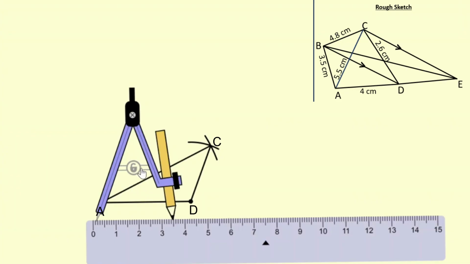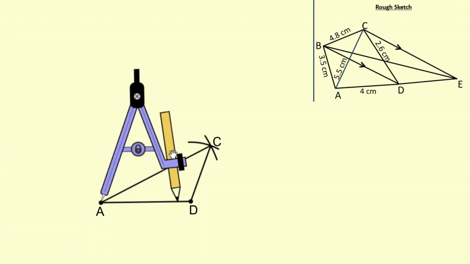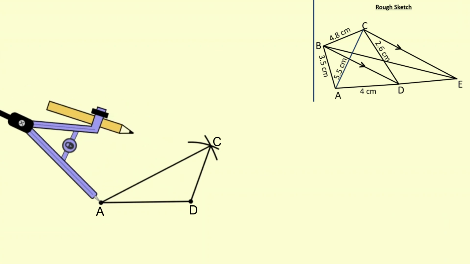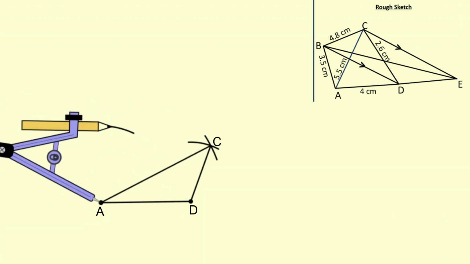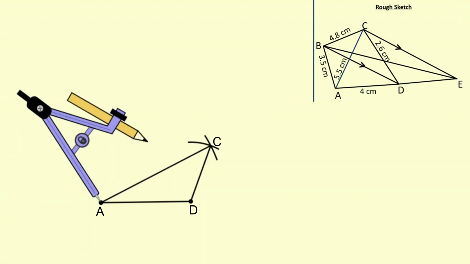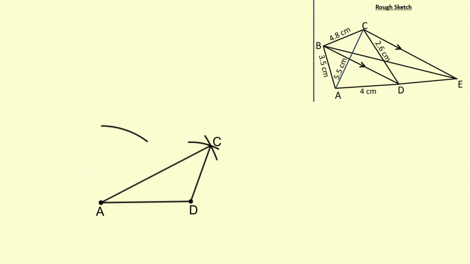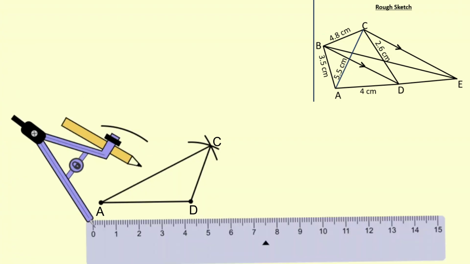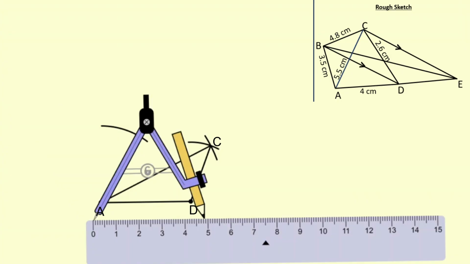See, this is 3.5. Put my compass at point A and make an arc in the region of B. I believe B lies in this region, isn't it? Okay. And BC is 4.8, so let me make 4.8 arc radius in my compass.